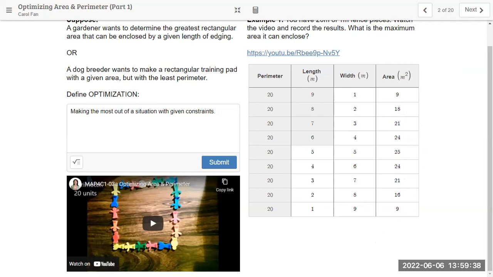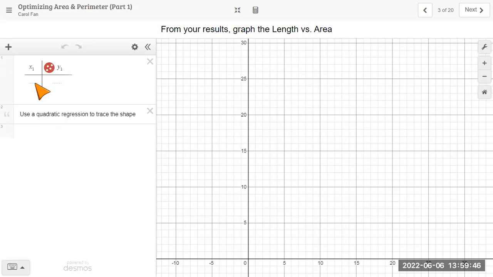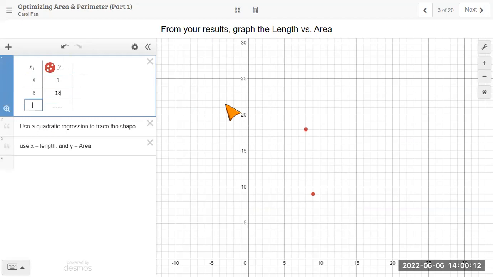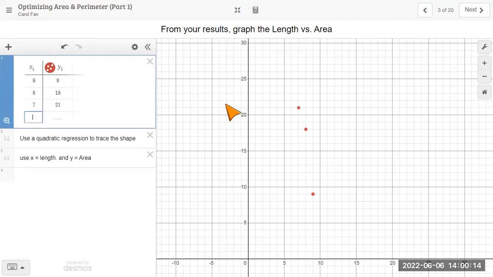Let's take this information and graph it. I'm going to use x equal to length and y equal to area. So we had 9 and 9, 8 and 16, 7 and 21.